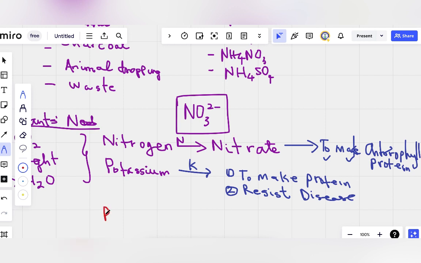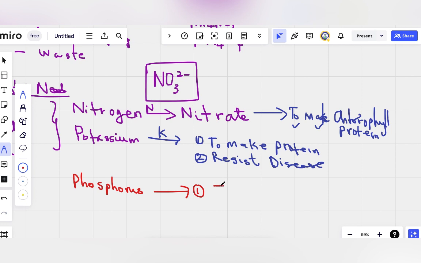Now why do plants need phosphorus? What is phosphorus used for? Why is phosphorus added to the fertilizer ingredients? What does phosphorus bring to the table? What does phosphorus offer to the soil? Number one, the plant needs phosphorus to help its roots grow. Phosphorus is used to help the roots of plants.